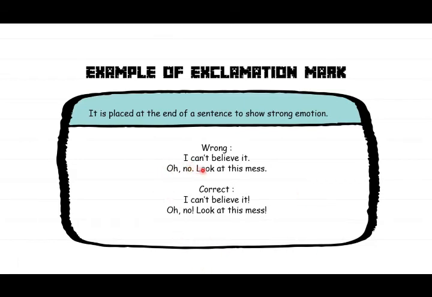It says, I can't believe it. Dia jadi ayat biasa. Okay, dia tak ada sebarang emosi. Oh no, look at this mess. Dia hanya ayat biasa, dia tak ada sebarang emosi. Kalau correct kan, dia nak cakap tentang emosi, dia nak menunjukkan tentang emosi. I can't believe it! Dia dah jadi satu perasaan yang macam marah.